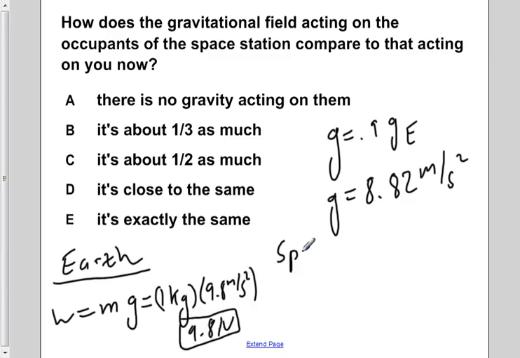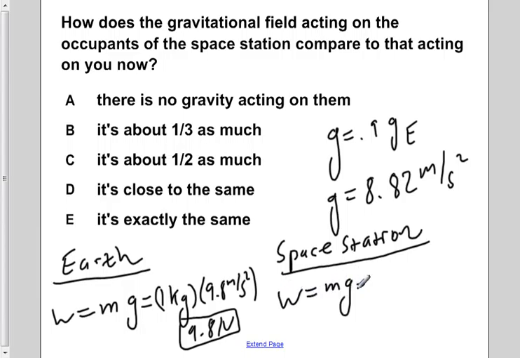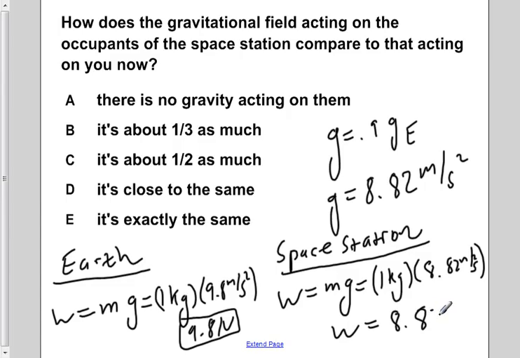But when we're on the space station, our acceleration due to gravity is less. So our weight on the space station for our 1 kilogram object is going to be 1 kilogram times 8.82 meters per second squared. If we carry that multiplication out, you would find that our weight is 8.82 newtons.